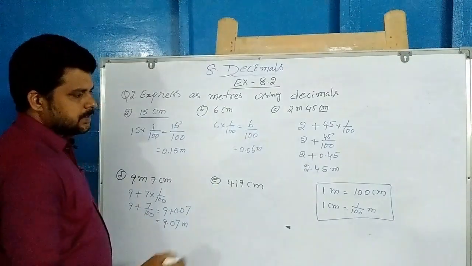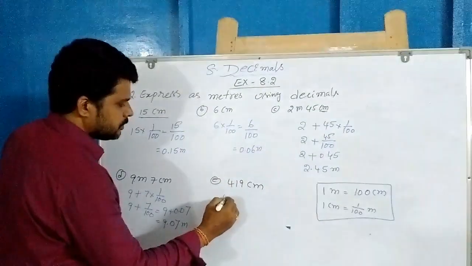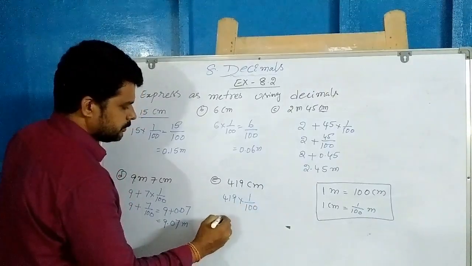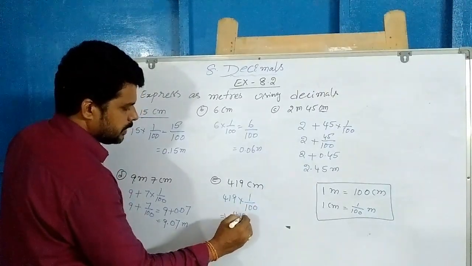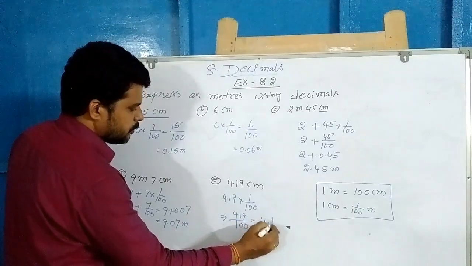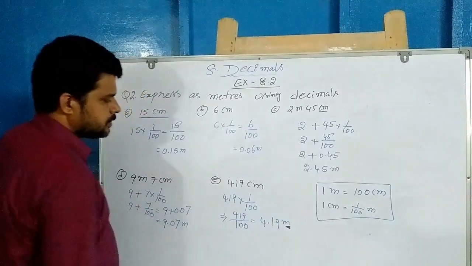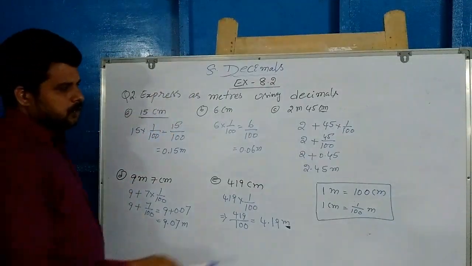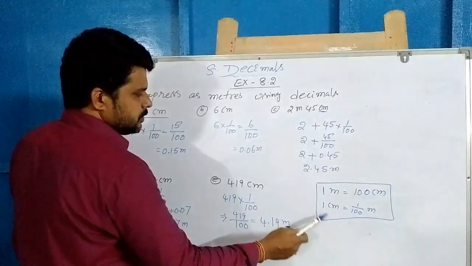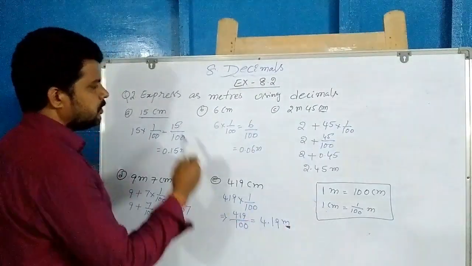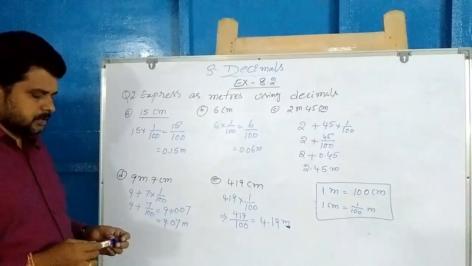Here 419 centimeters converted into meters. So 419 into 1 by 100. That means 419 by 100. So decimal point 4.19 meters. So express as meters using decimals. 1 meter is equal to 100 centimeters. 1 centimeter is equal to 1 by 100 meters. Using this table, solve these problems.